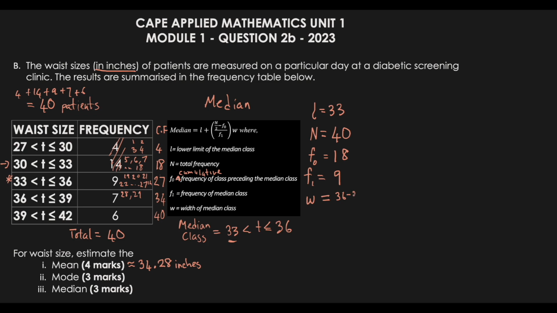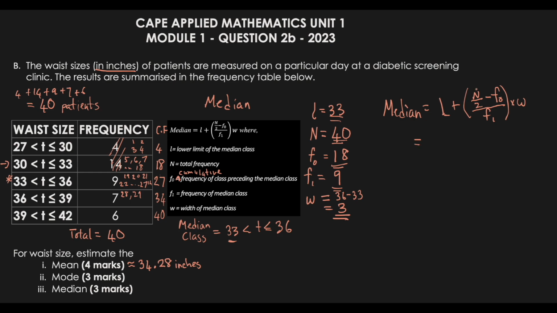So 36 take away 33, which is 3. Now we have all the values. To work out this median, we're going to use this formula here now. We're going to have the L plus N over 2 minus the frequency over the frequency, times the width. So we have our values already.